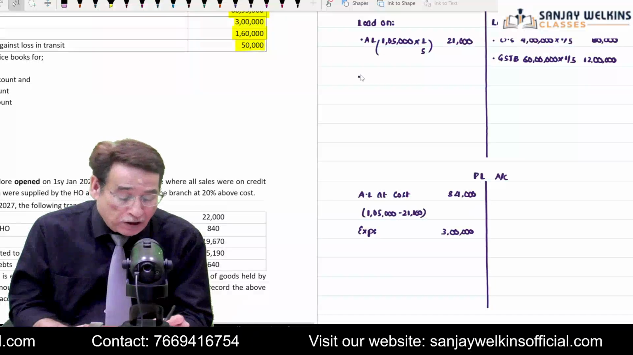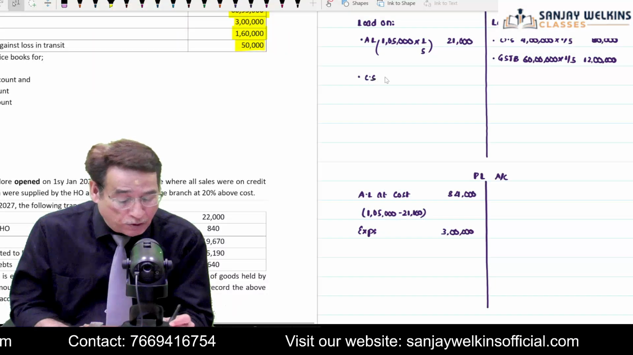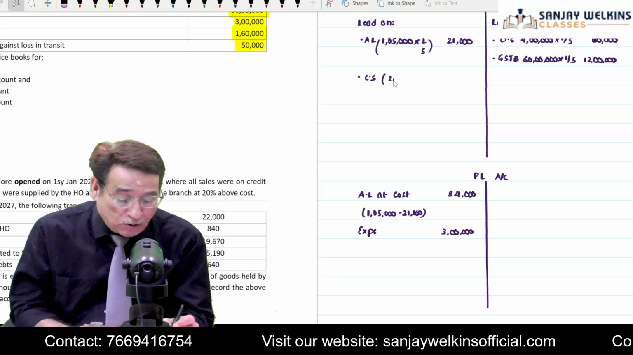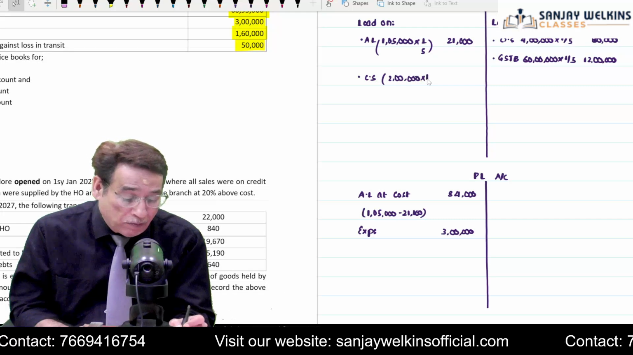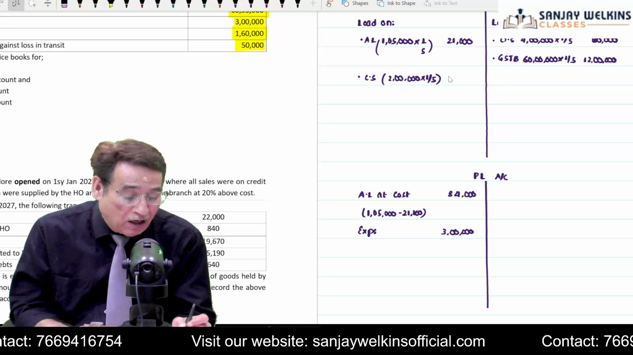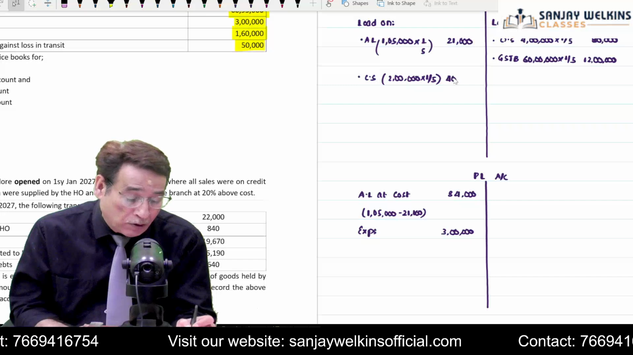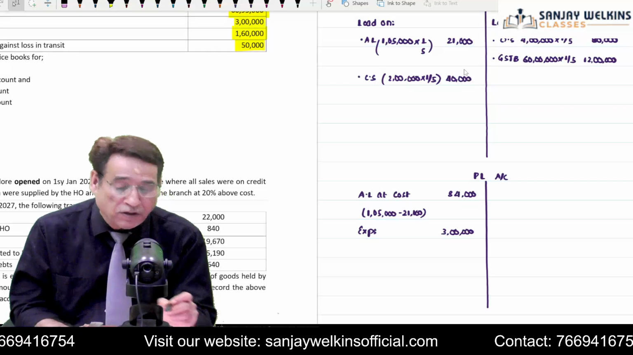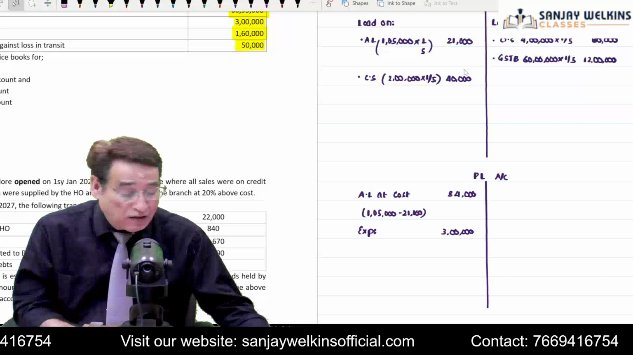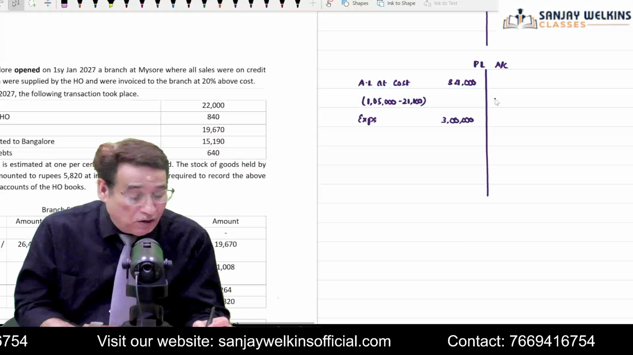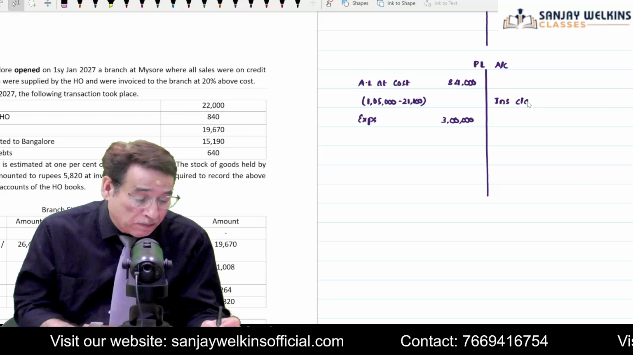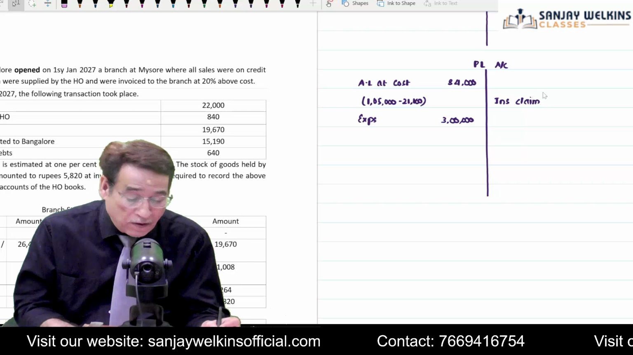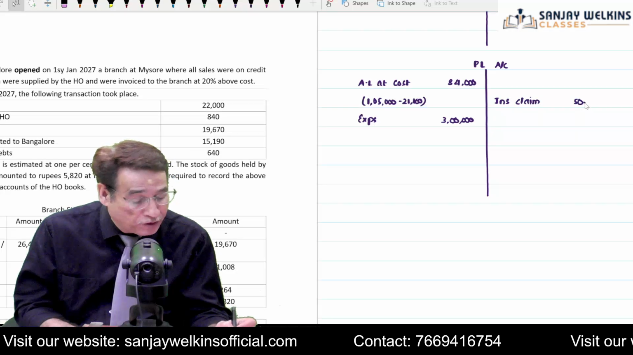And now we will pluck out the loading, and we will write here closing stock at invoice price, that is 2 lakhs. And now because it is given at invoice price, I will multiply it by 1 by 5. However, I am going to get the same amount of margin, that is equal to 40,000. Is it clear to you? And the last item is insurance claim, and I need not tell you where I will be writing it. So insurance claim is equal to 50,000.